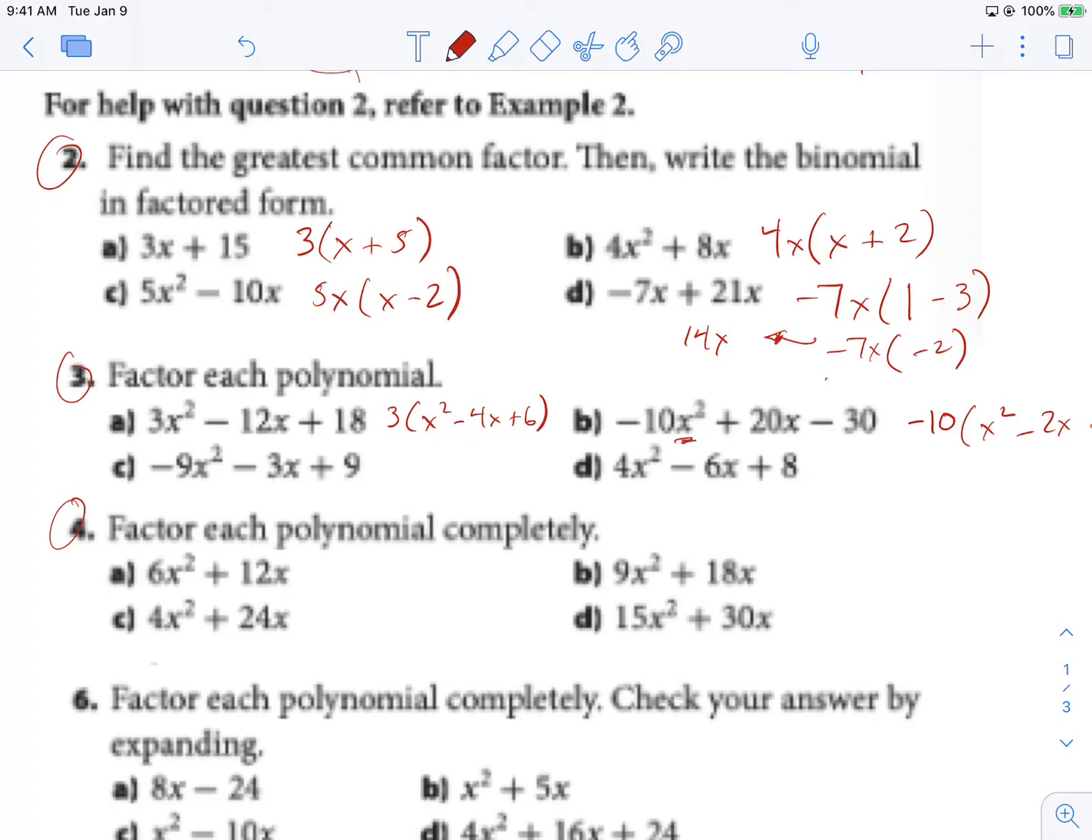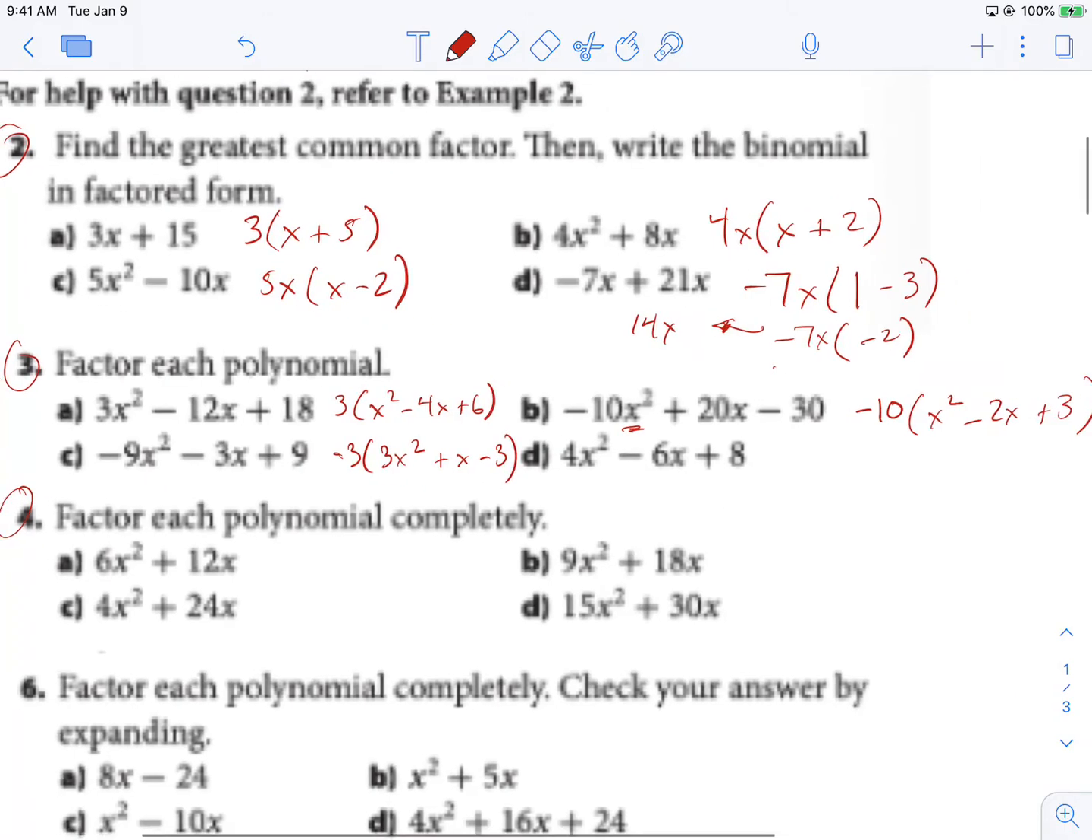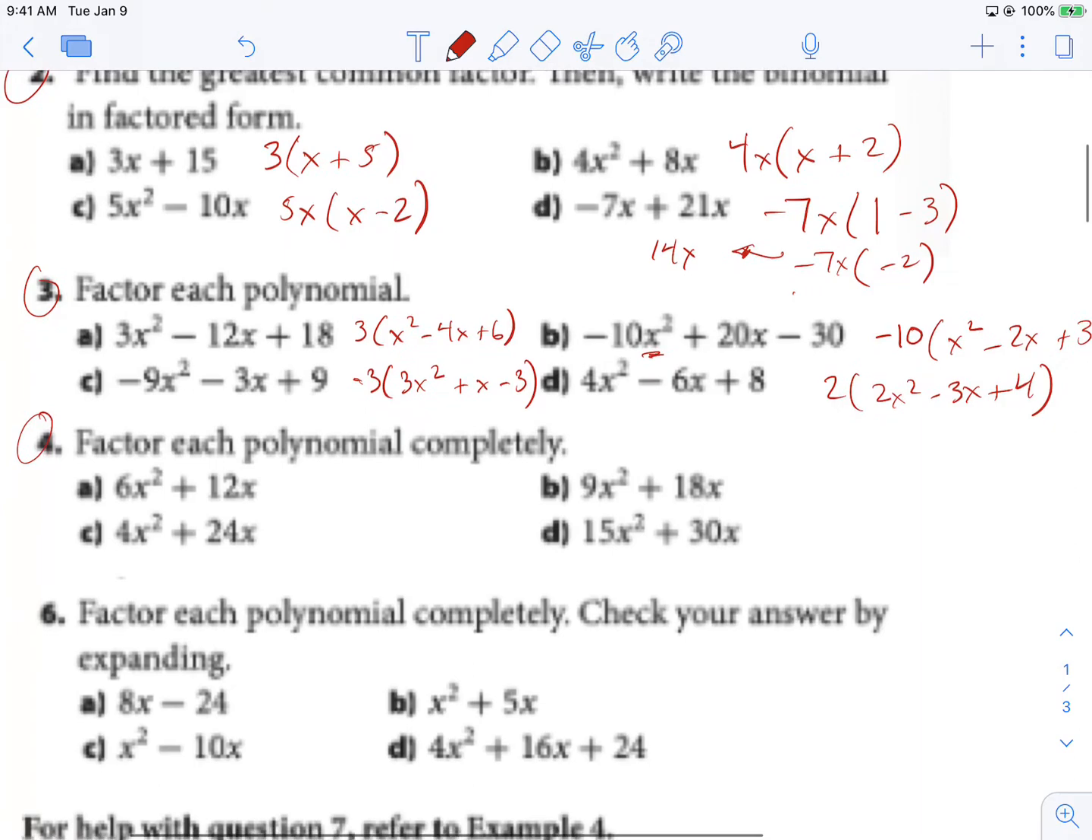Okay, for this, what's common between these things? Well, everything can be divided by 3, so I'm going to take a negative 3 out, and that leaves me with 3x squared plus x and minus 3. Yep, that looks good. And then over here, I'm going to take a 2 out, so that's going to leave me with 2x squared minus 3x plus 4.